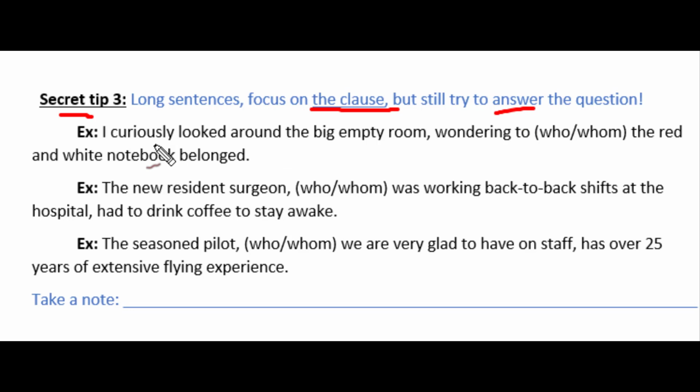Let's take a look at this example here. I curiously looked around the big empty room, comma, wondering to whom the red and white notebook belonged. All right, this first clause here up to the comma is not really what they're asking us about. So let's not focus in on it and just simply cross it off. Now let's answer this. They're wondering whom the red and white notebook belonged to. The red and white notebook belonged to him. The red and white notebook belonged to her. See it? When we use the M&M rule, you see that this question can be answered by using the word whom. Make sense?